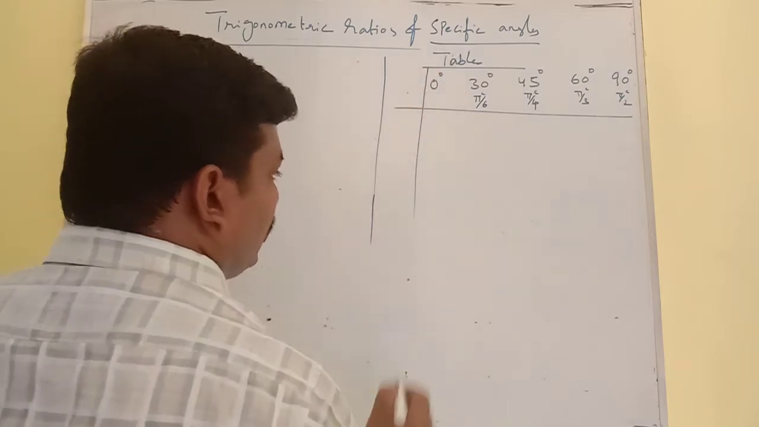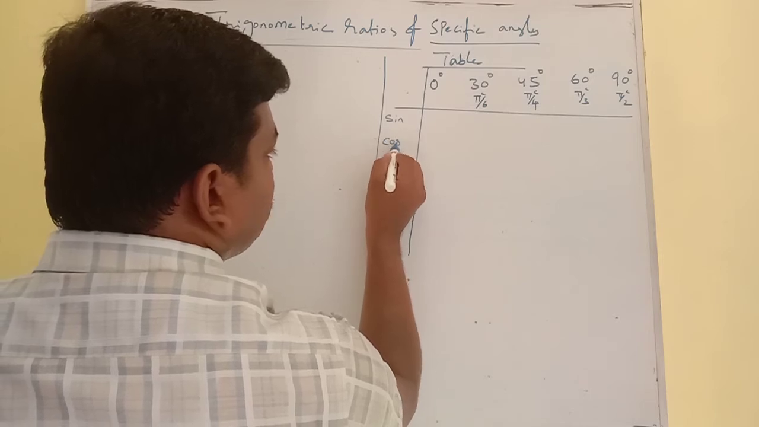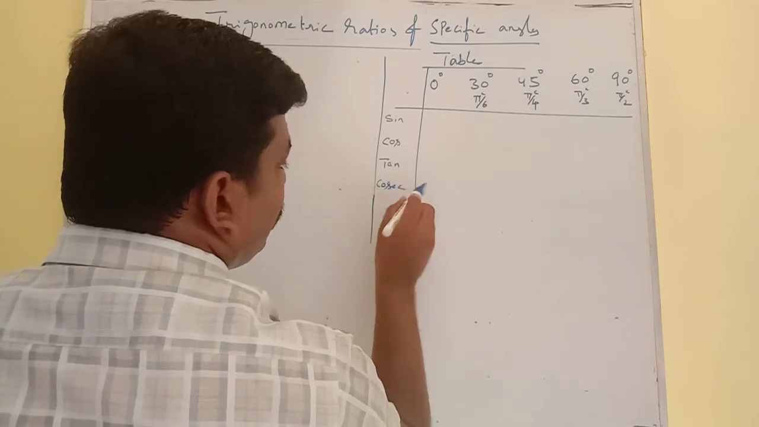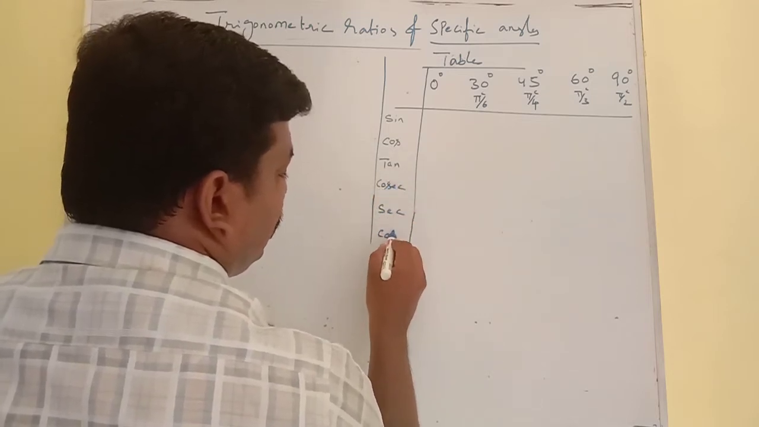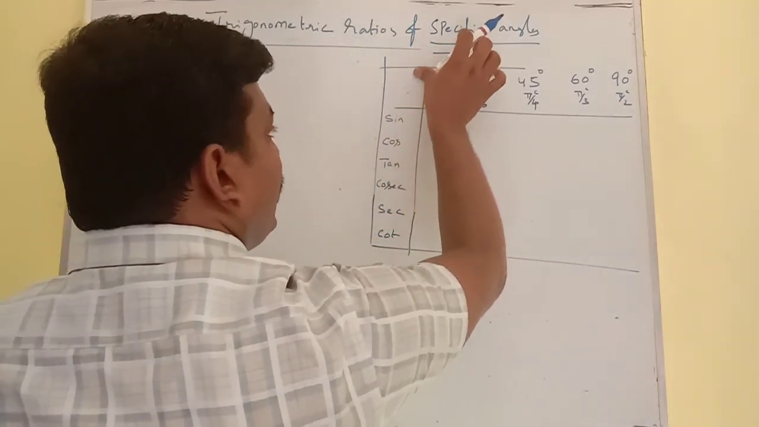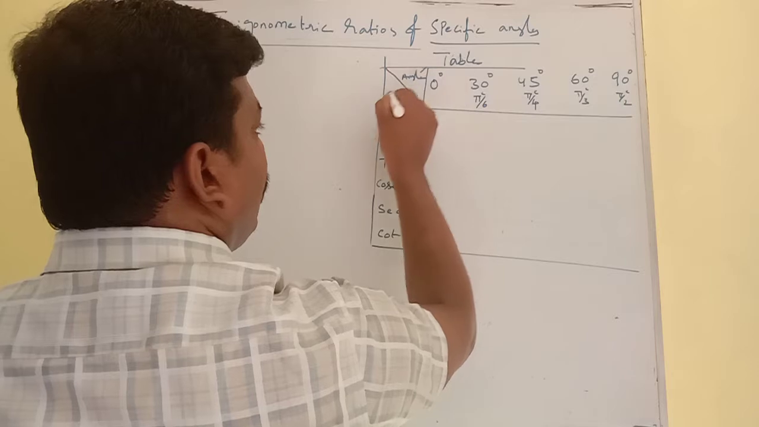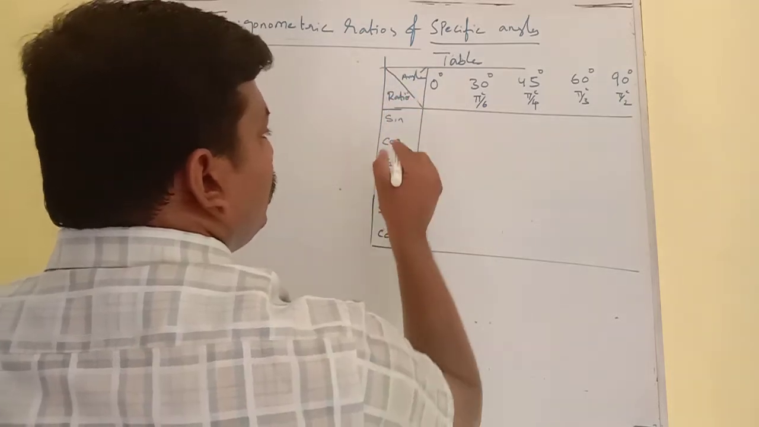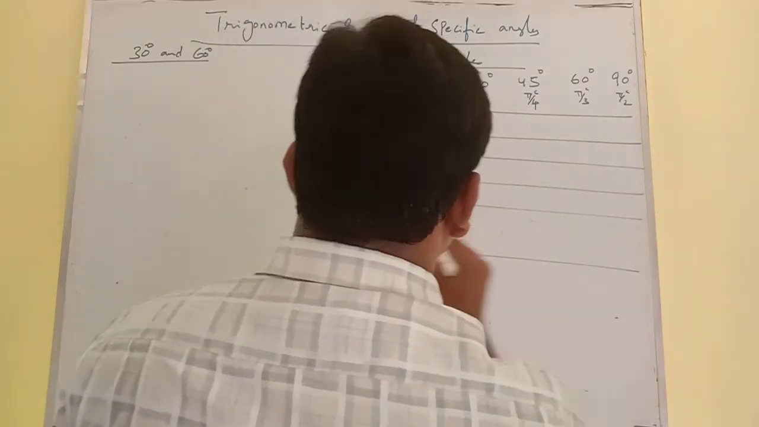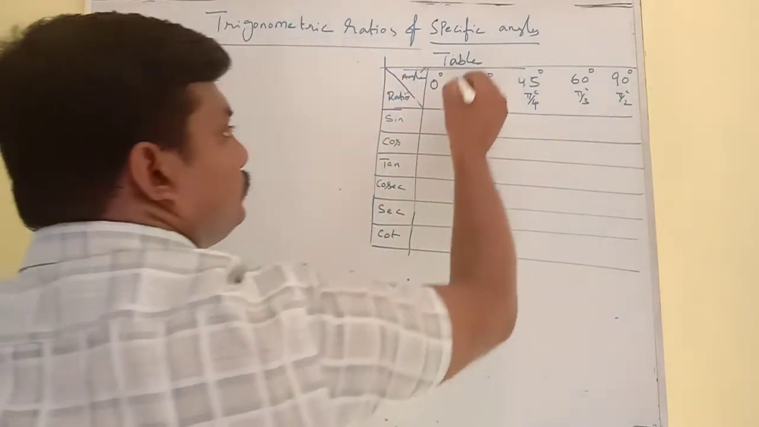Now what are the ratios we have to consider here? So this is the sine ratio. We need to consider sine, then cos, then tan, then cosecant, next secant, and after that cot. These are the trigonometric ratios. So this is the angle and this is the ratio: sine ratio, cos ratio, tan ratio, cosecant ratio, secant ratio and cot ratio. Now let us see how to find the values.